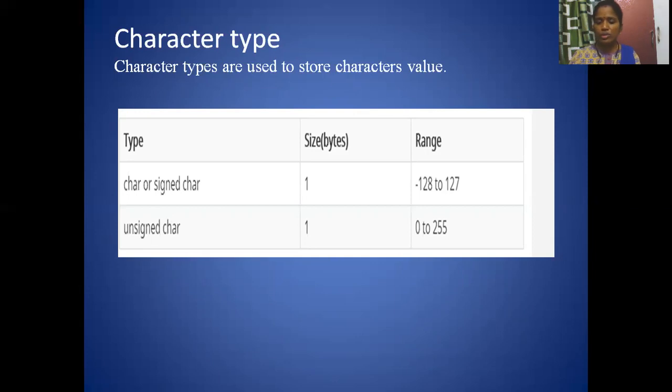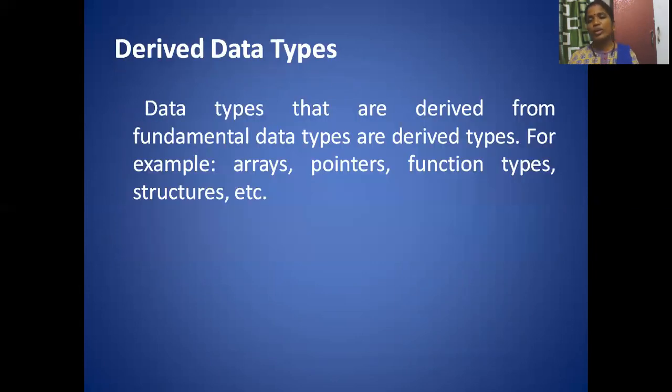Hope you have understood up to this. So next type of data type is derived data type. As the name indicates, it is derived from already existing primary data types. So data types that are derived from fundamental or primary data types, both are same, are called derived data types. For example, arrays, pointers, functions, structures, and etc.